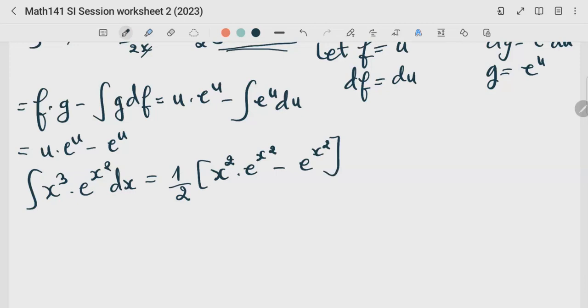Hopefully this makes sense, which we can try to simplify further. Oh, sorry, no. That would be 1/2 multiplied into e to the x squared multiplied into x squared minus 1. There you go. So that should be the final form. Any questions? This one was a pretty straightforward and quick one.